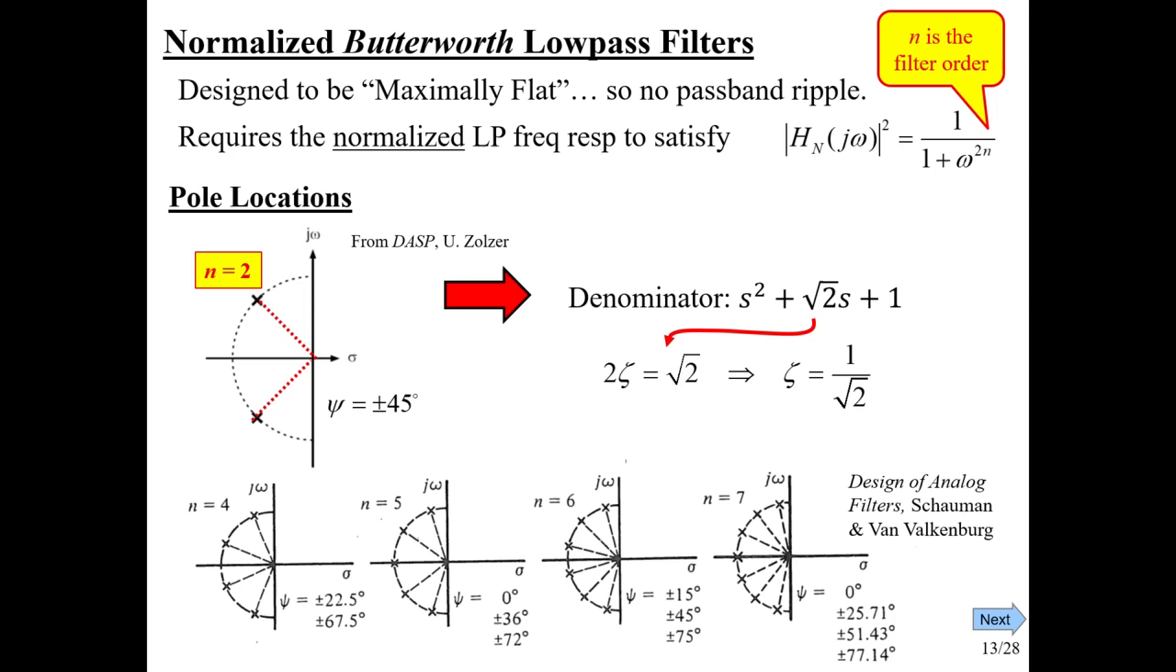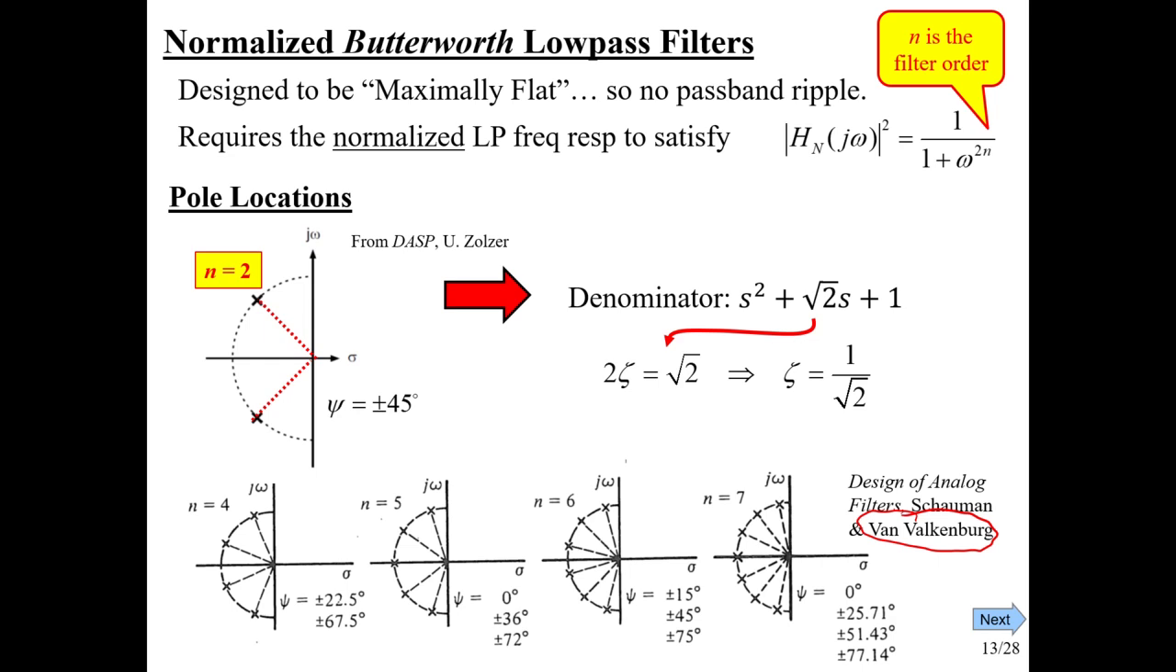And then here are some other orders. I didn't show the third order, but I showed fourth, fifth, sixth, and seventh orders, and I showed what the angles are here. So plus and minus 22.5 to those, and plus and minus 67.5 out to those, and so on and so on. These plots come from a book called Design of Analog Filters by two authors, Schaumann and Van Valkenburg. If you find an older version of this, it'll be just by Van Valkenburg.